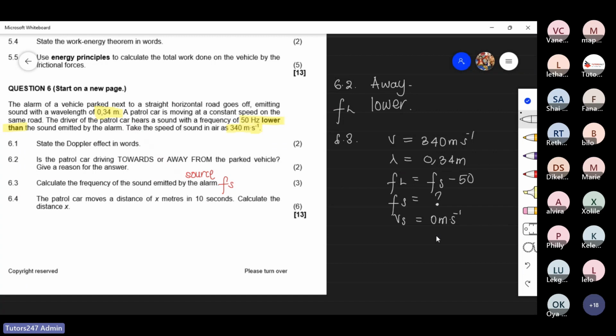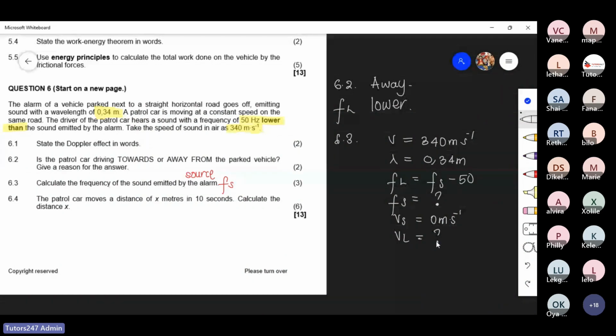So we are not given the velocity of the listener. We are just told that this guy moves at a constant velocity, but we are not told what that velocity is. So if you notice, we have two unknowns. If we were to use our equation, fL equals (v plus or minus vL) over (v plus or minus vS) times Fs.